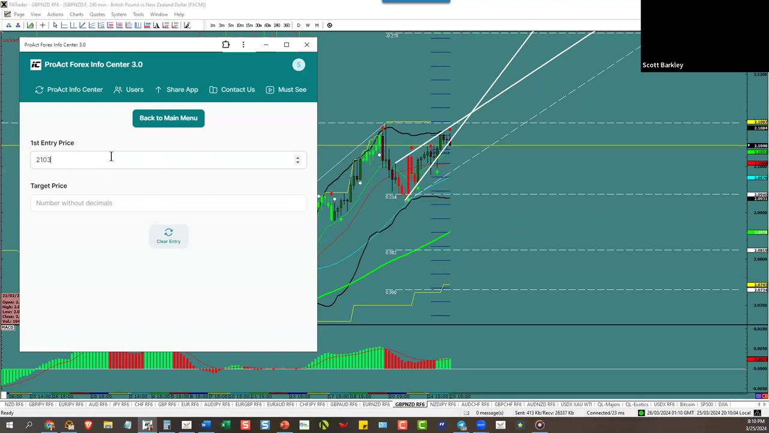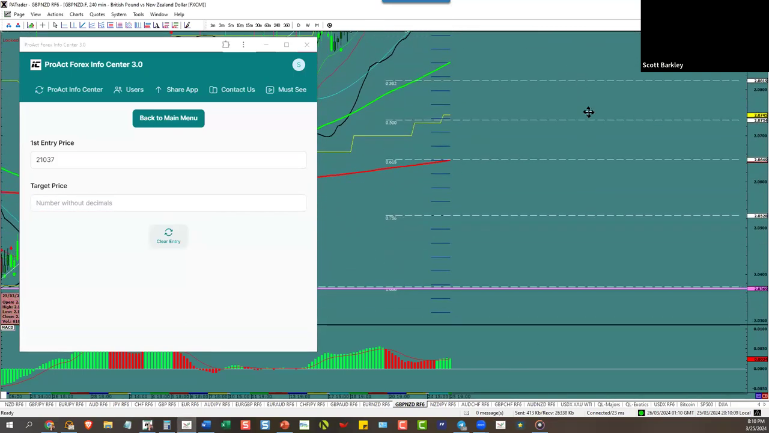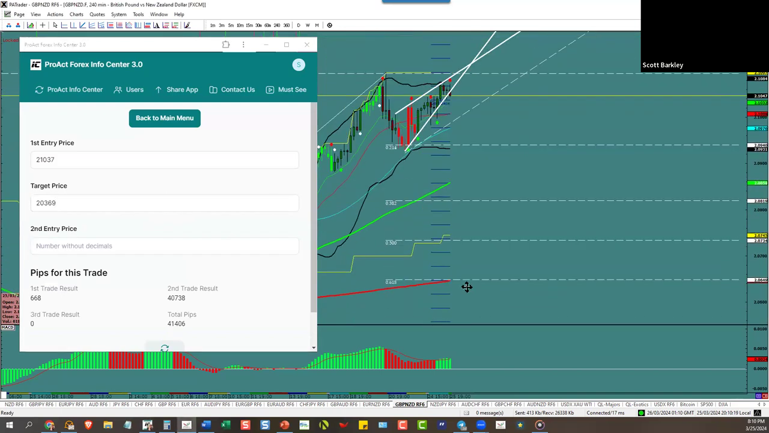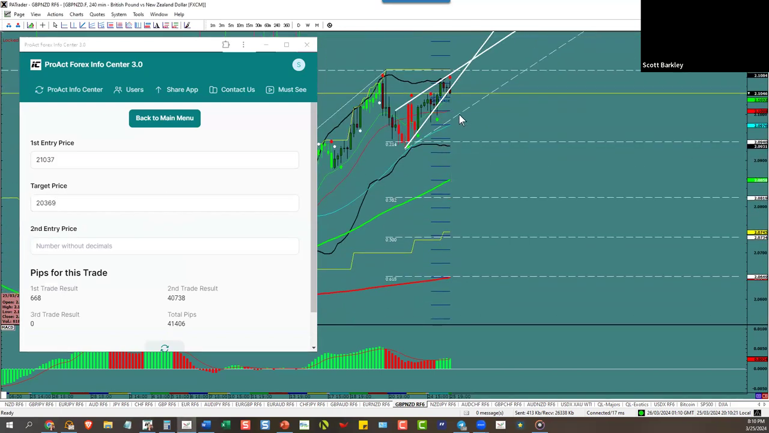21037. All right, that's the entry. Target price is 20369. 20369. All right, second entry is going to be below this right here. Right? So we're looking at maybe right in there.